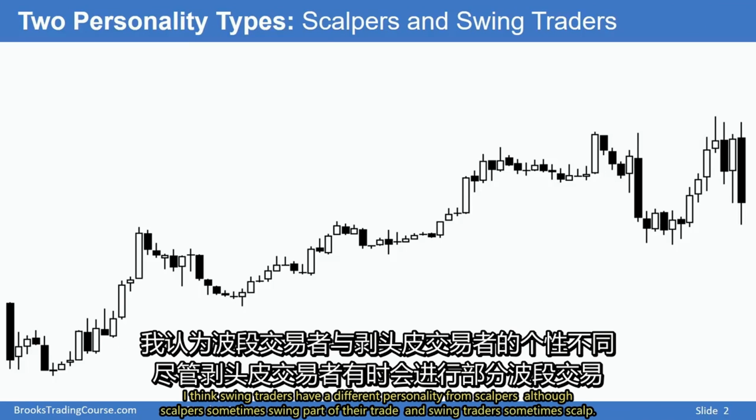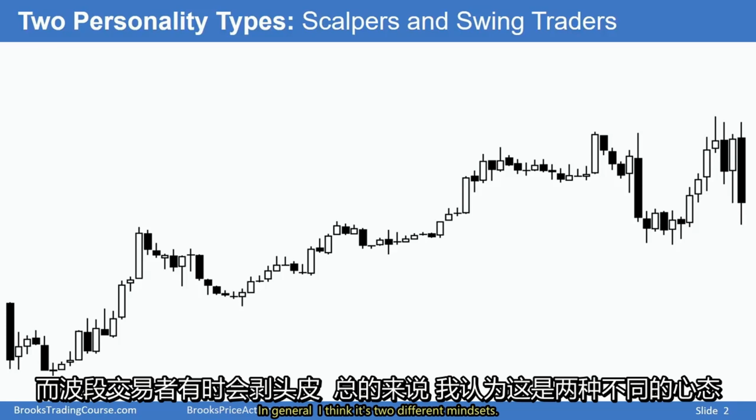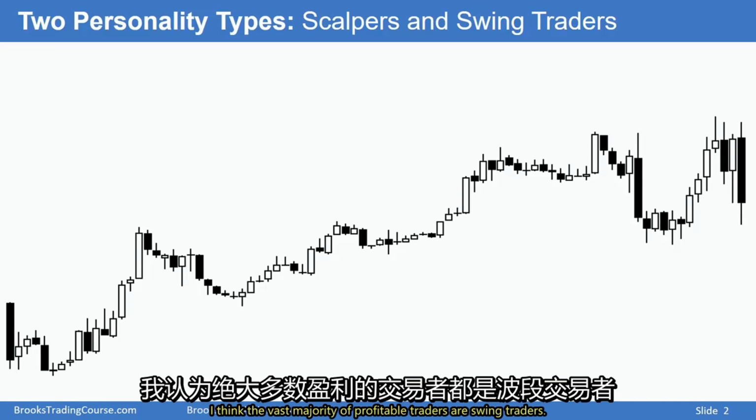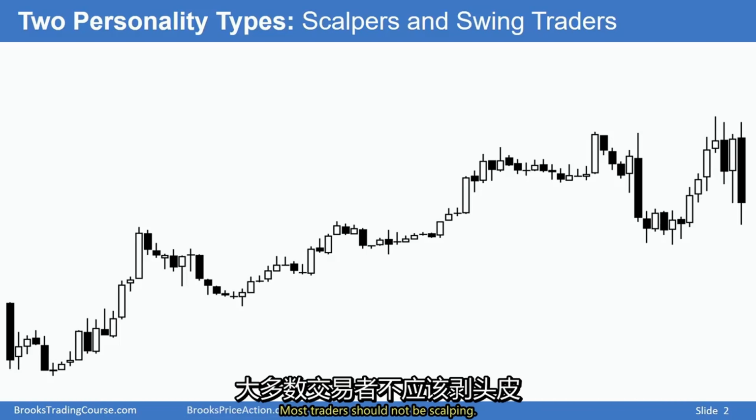I think swing traders have a different personality from scalpers, although scalpers sometimes swing part of their trade and swing traders sometimes scalp. In general, I think it's 2 different mindsets. I think the vast majority of profitable traders are swing traders. It takes a very special and unusual personality to be a successful scalper. Most traders should not be scalping.